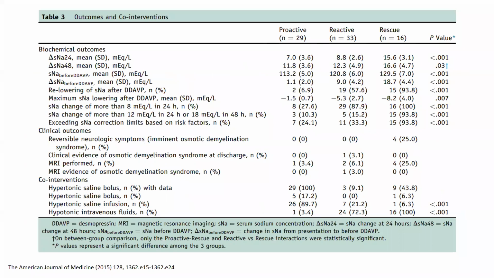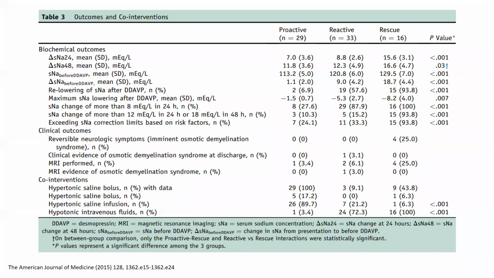So if you see, with the proactive, the serum sodium change in the first 24 hours was only 7. The reactive was 8.8, but the rescue was 15, because those patients were already overcorrected and they gave them a rescue just to drop them down.